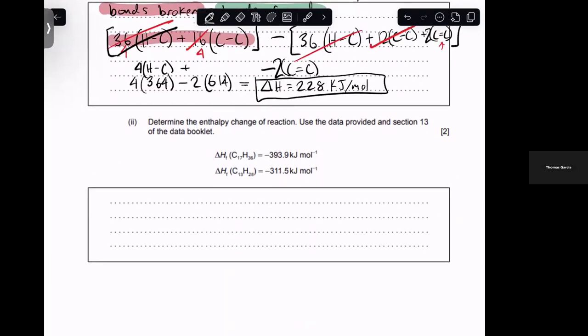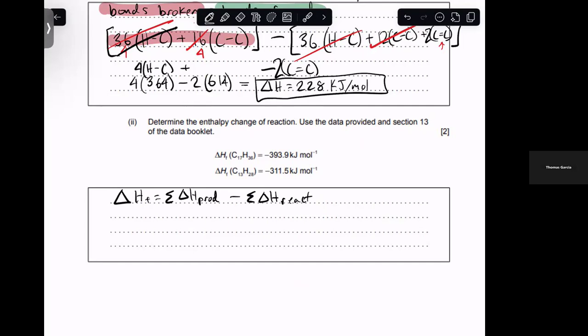Finally, moving on to the last problem. Determine the enthalpy change for the reaction using the data provided in section 13 of the data booklet. So now we're going to do it using the enthalpy formulas, which is on your data booklet. In your data booklet, we know that delta H of formation is equal to the sum of the delta H of our products minus the sum of the delta H of our reactants.